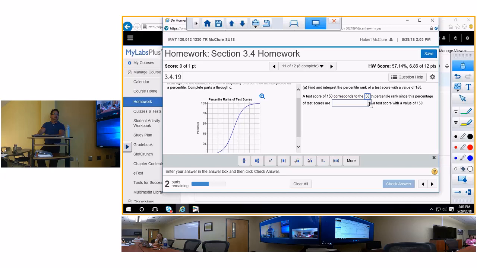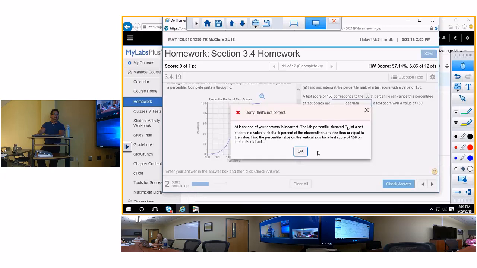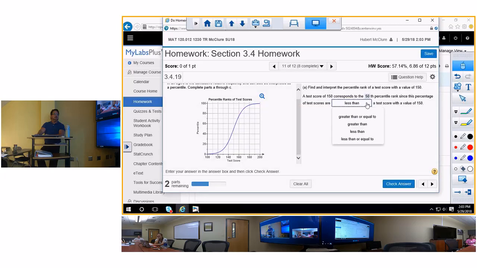Test scores are, well, less than. That's the way you read it. You could say greater than, but it could be both. Well, less than or equal to, I'm sorry. Less than or equal to because they're including it. 150 or less.